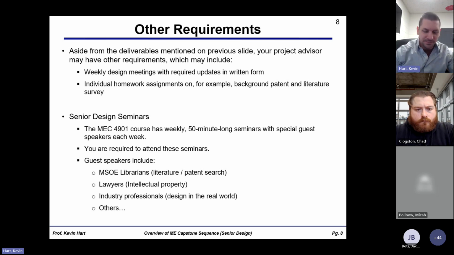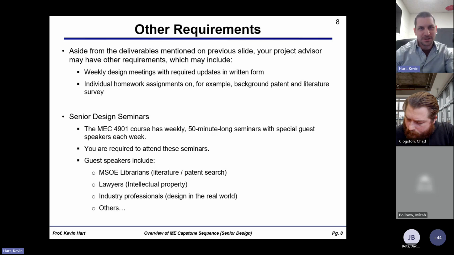And aside from the advisor assignments, we also have weekly seminars in the fall term. The weekly seminars start out informational. And what I mean by that is like we have the librarian come in and talk about how to do research studies and how to determine the current state of the art of a particular design, right? We have an IP lawyer come in and talk about intellectual property and what your rights are as a student to what you develop during senior design.